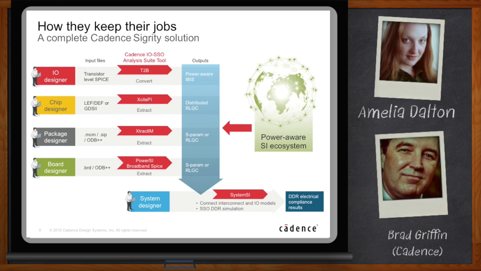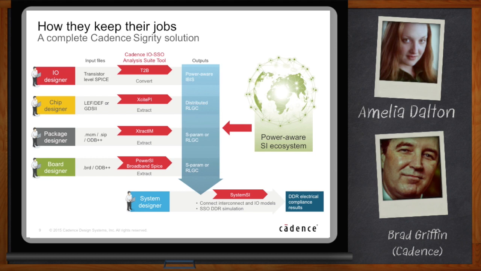So real quickly, you need to create those power-aware IBIS models. There's a tool called T2B. You need to be able to extract from the chip. There's a tool called Excite PI. You need to be able to extract from the package. There's a tool called Extract IM. And then you need to be able to extract from the board. There's a tool called Power SI.